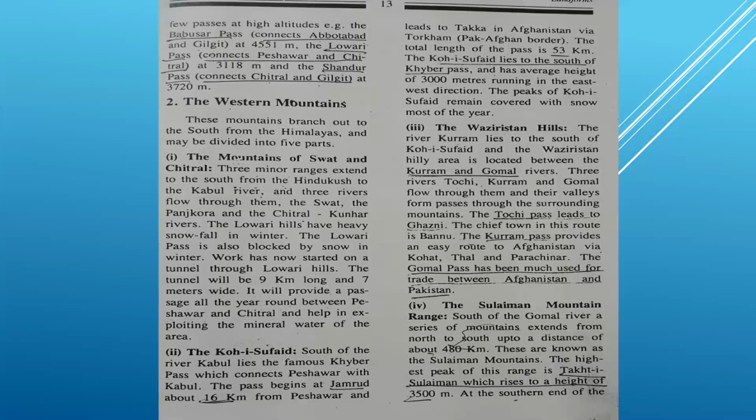Waziristan Hills. The river Kuram lies to the south of Kohe Safed, underline this. The Waziristan hilly area is located between the Gomal and Kuram rivers. Three rivers, Tochi, Kuram and Gomal, flow through the Waziristan Hills and their valleys, with passes through the surrounding mountains. Tochi Pass leads to Ghazni. The main or chief town on this route is Bannu, underline it, it can be asked.